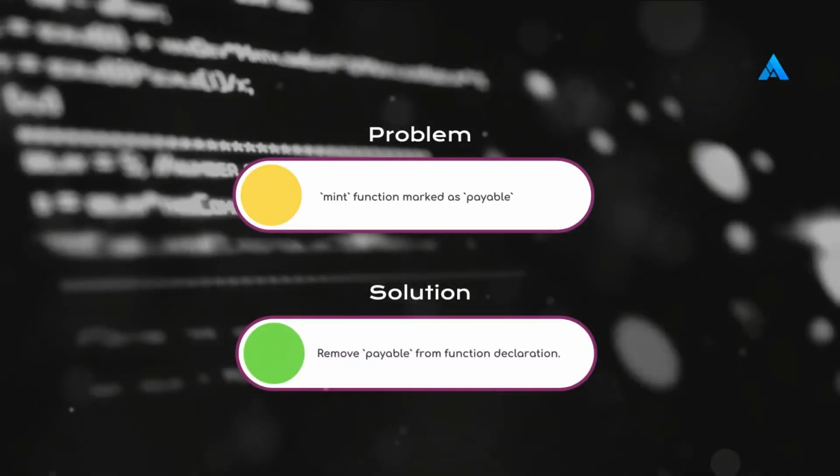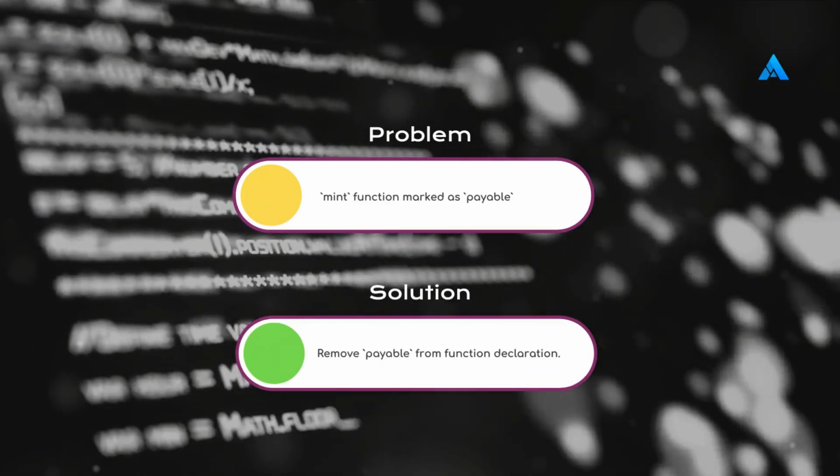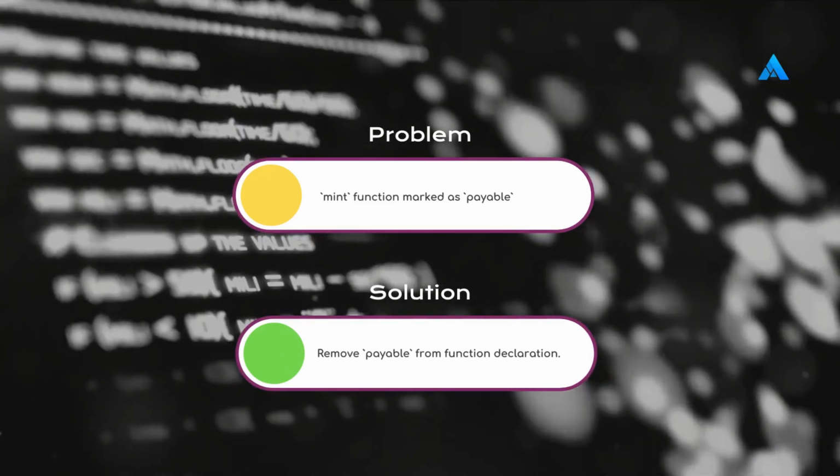The mint function is marked as payable. Ether can get locked in the contract. If value is being passed while calling mint, Ether will get locked in the contract because it is unable to handle native tokens.